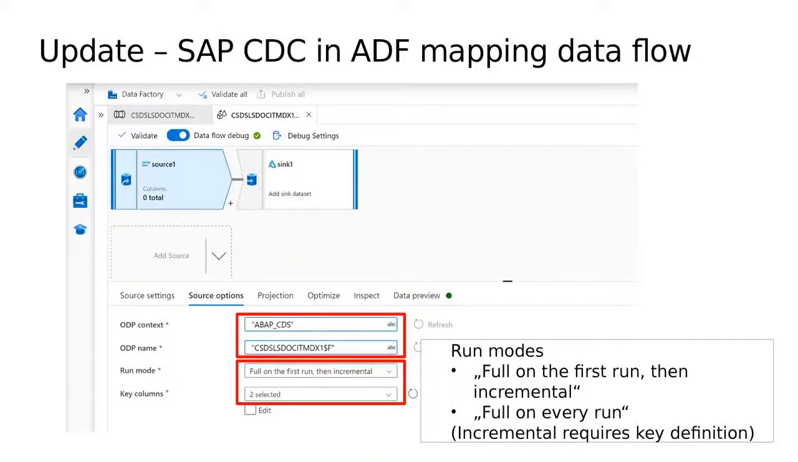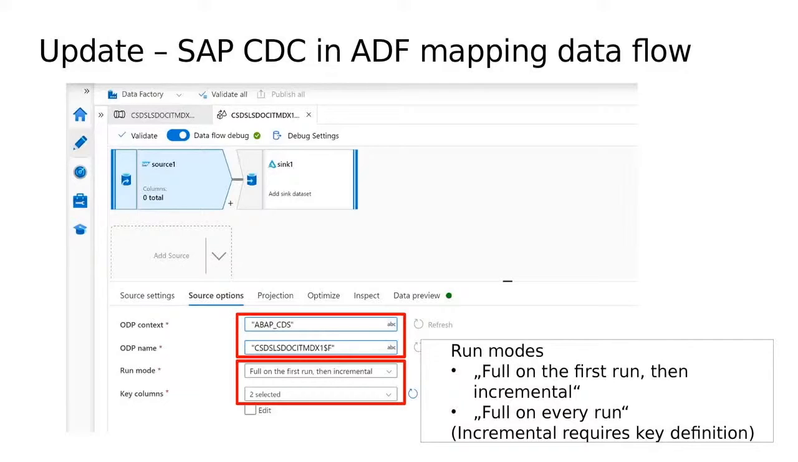From a configuration perspective, let's briefly go over it, but we'll also see that in the system in a minute. On the source options tab, you can specify the ODP object which you're interested in. So you specify the context. In this case, I'm using an ABAP CDS view, and you specify the name of the CDS view. You have 2 options for the run mode. You can do full runs only, which is the second option, and the first option would be to do a full run on the first run and then incremental load.